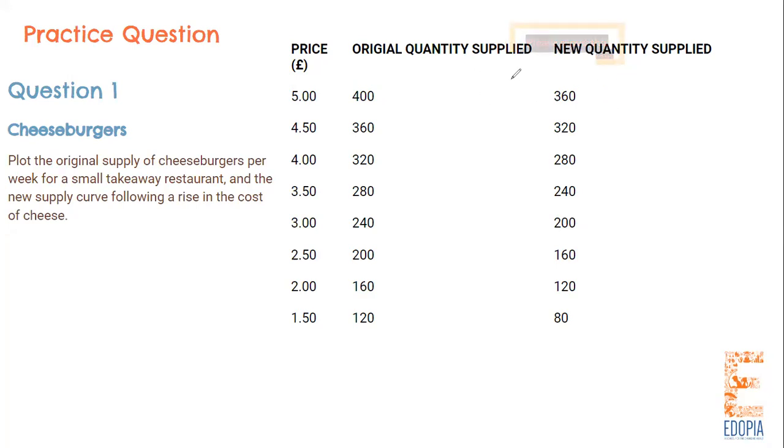And then you have to show what has happened to the new quantity supplied and what was happening in the old quantity supplied. So far we've covered supply, the definition of supply, the law of supply, and we looked into the construction of supply as well.